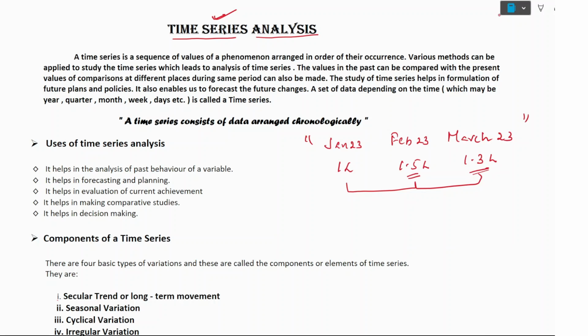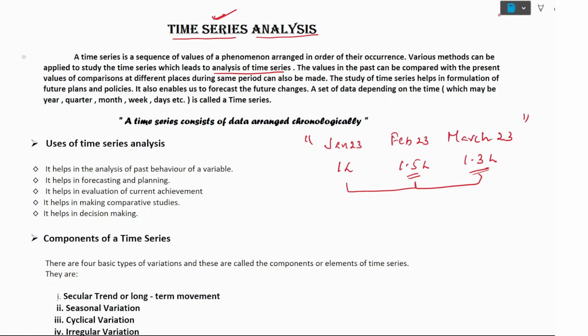Now see, in this time series, which depends on time, we can apply various methods to study this time series, which is called analysis of time series. That is, these values of the past can be compared with the present values at different places during the same period, and it is really helpful for you to predict the future. That means for forecasting the future changes.